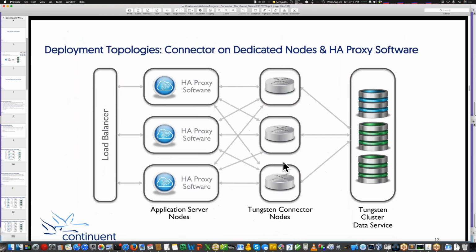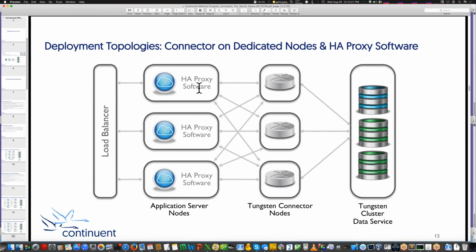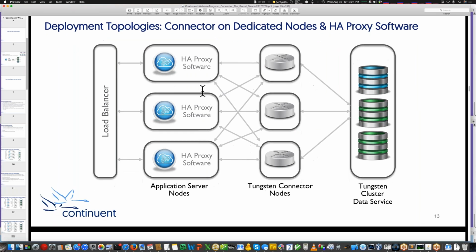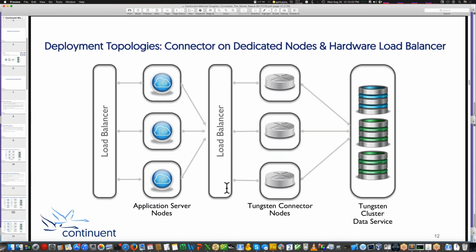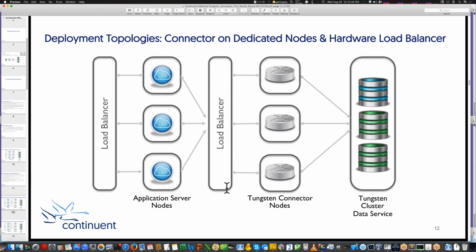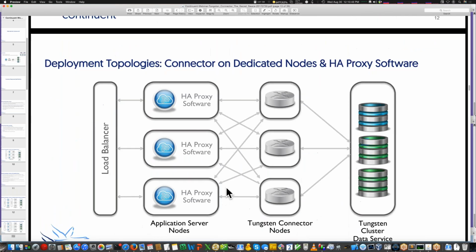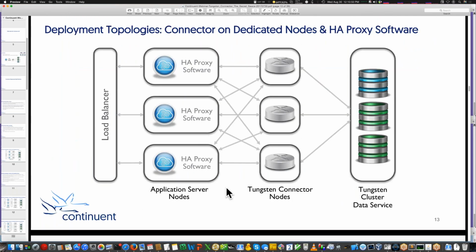HA proxy software is free, mature, and stable. So many of our customers prefer this. It's very easy to configure and maintain. So we find that this topology is typically the best practice and the most cost-effective. We recommend this one the most. Certainly, if you have the money and resources to use hardware load balancers, by all means, that's wonderful. But we find that this is certainly very efficient on the budget.